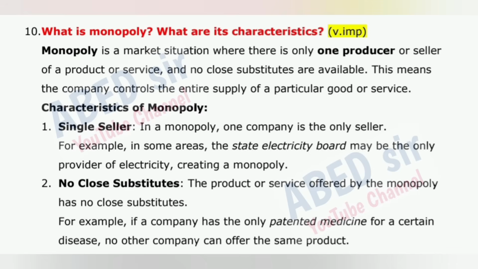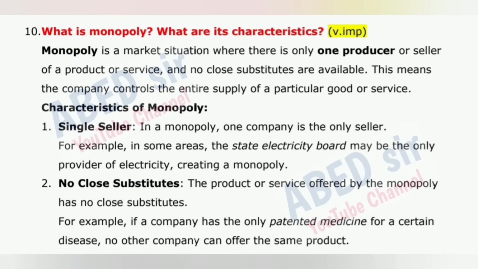Characteristics of monopoly. 1. Single seller. In a monopoly, one company is the only seller. For example, in some areas, the state electricity board may be the only provider of electricity, creating a monopoly. 2. No close substitutes. The product or service offered by the monopoly has no close substitutes. For example, if a company has the only patented medicine for a certain disease, no other company can offer the same product.